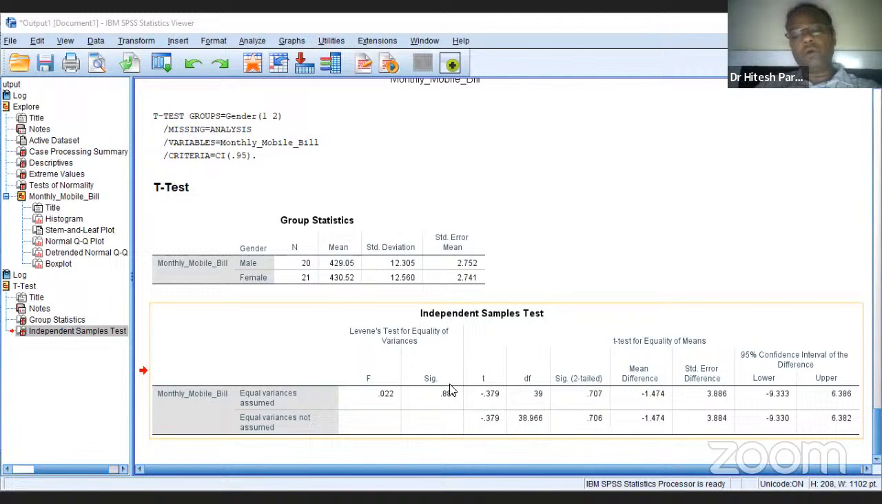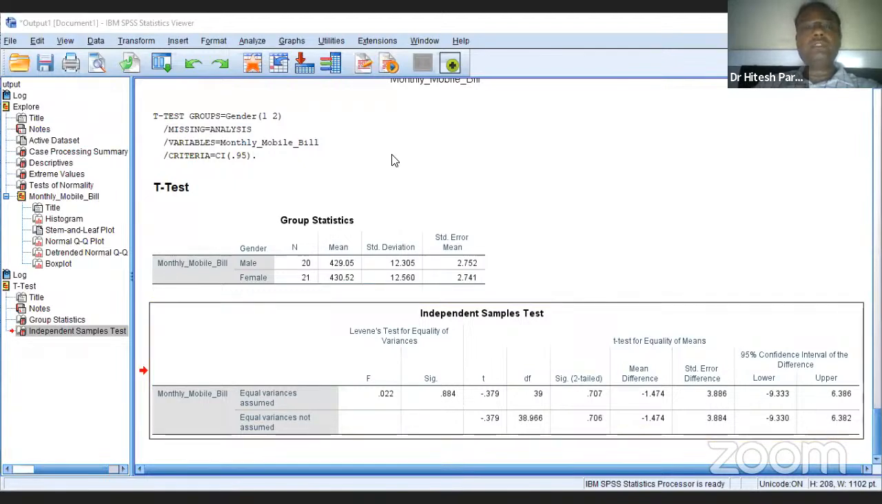Now what p-value do we obtain here for Levene's test? 0.884. Is it less than 0.05 or greater than 0.05? It is greater than 0.05, right? So as it is greater than 0.05, we fail to reject the null. Failing to reject the null means the statement of the null is true. What is the statement of the null? There is no significant difference in the variability of the two groups. It means equal variance assumed is true. So row number 1 will be applicable to us. Is it clear?